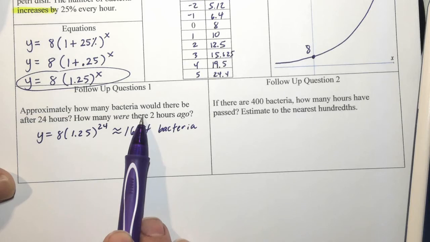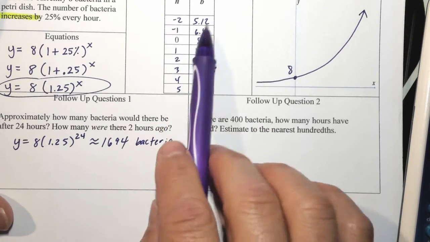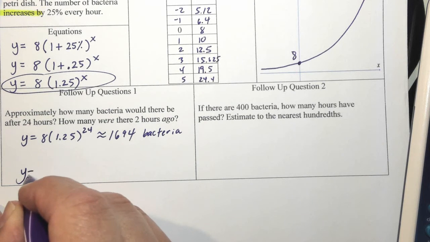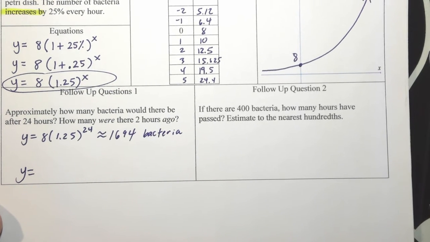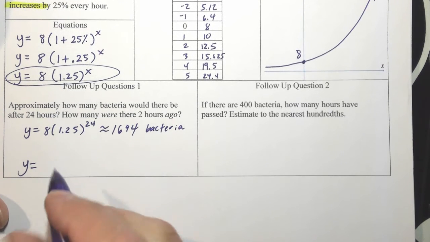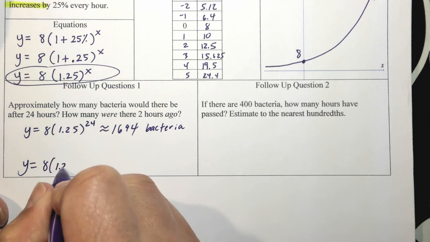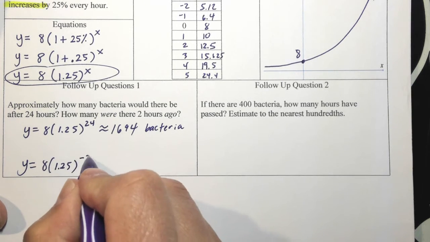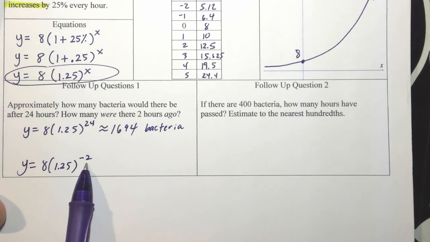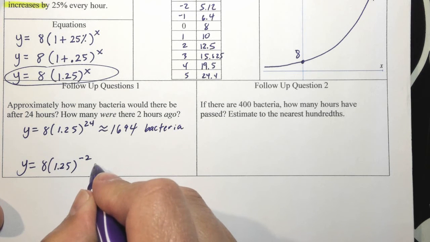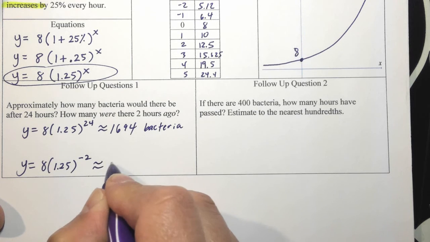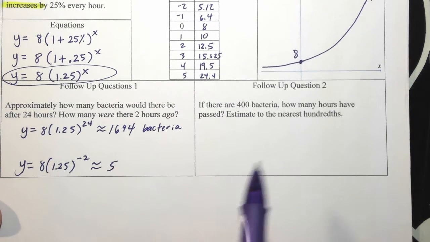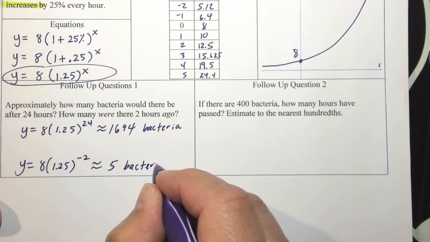How many were there 2 hours ago? Well, we have it in the table, but let's pretend we didn't have it in the table. The fact that we are telling you to go backwards in time implies that the exponent is going to be negative. And you thought there was no purpose for negative exponents. Well, think again, suckers. That is the purpose of negative exponents in real life. Bam! That means 2 hours ago. That's why we studied negative exponents way back in February. About 5. How do I know that? Because I see it right there in the table. About 5 bacteria. Voila.